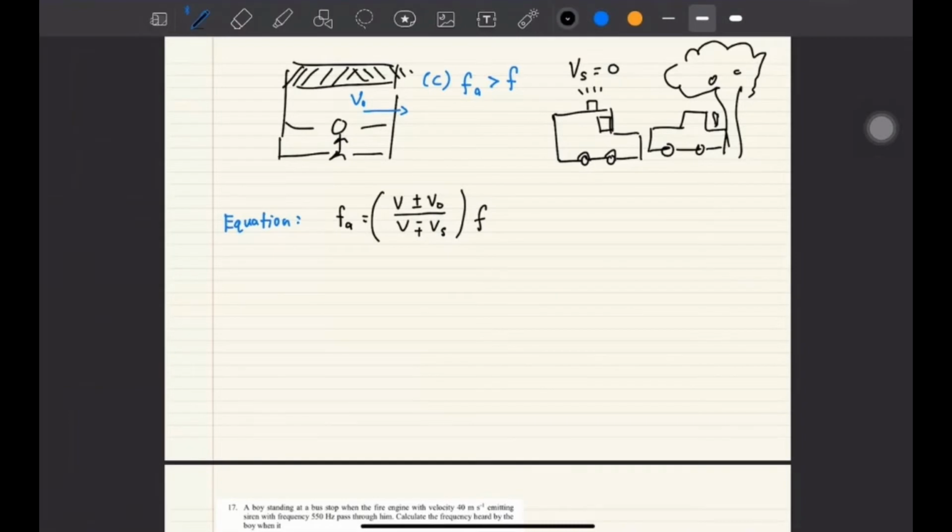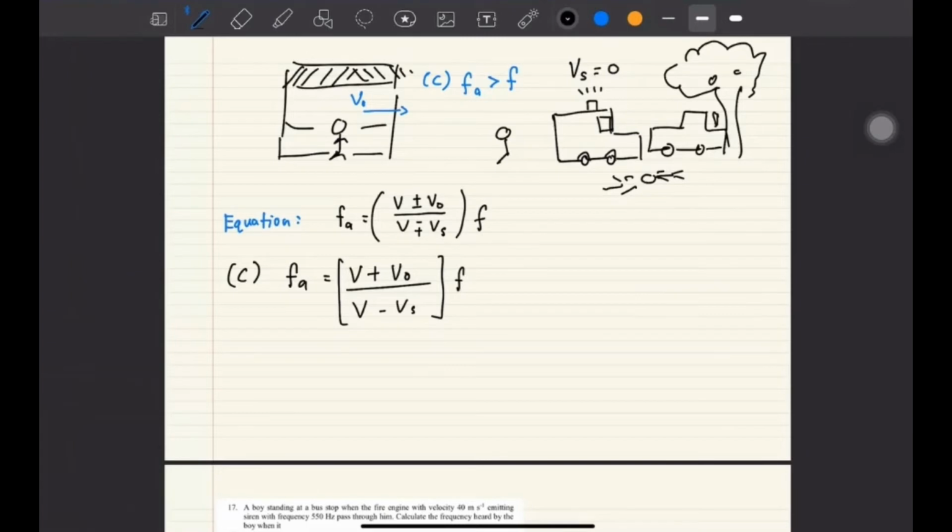Okay, so now your equation becomes FA equals V plus V0 divided by V minus Vs, multiplied by F. That one is for C. Okay, let's say now you have arrived, and you see this person, and he has blood everywhere. So you get scared, and what happens is that you run back to your nasi lemak.